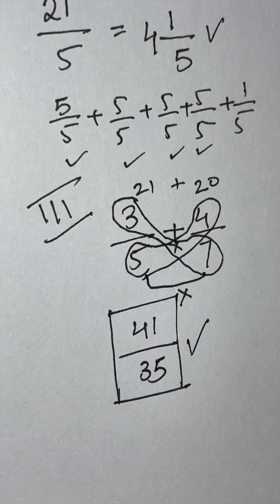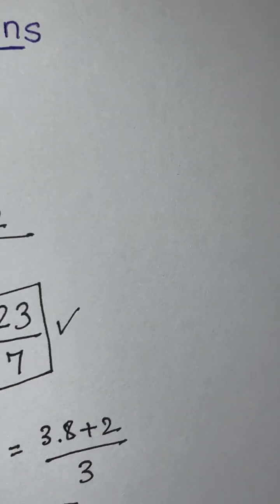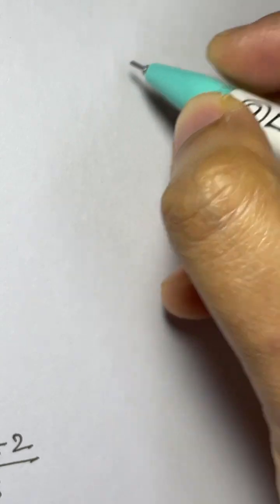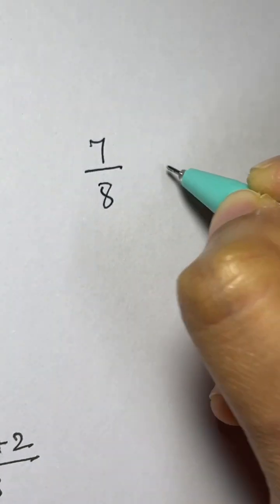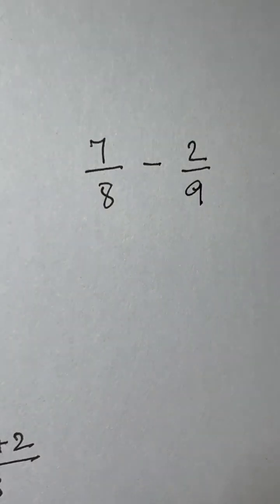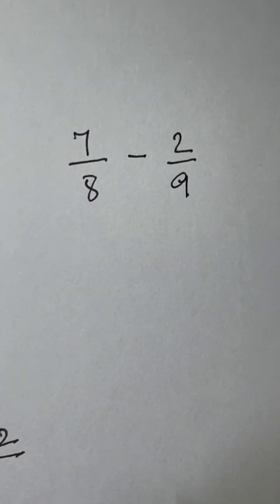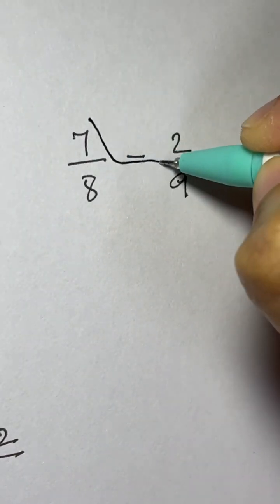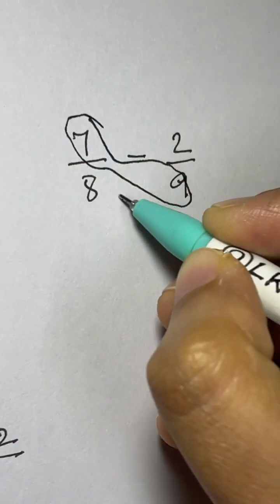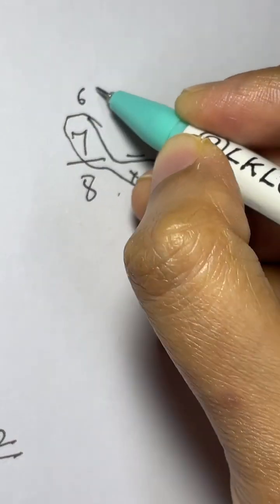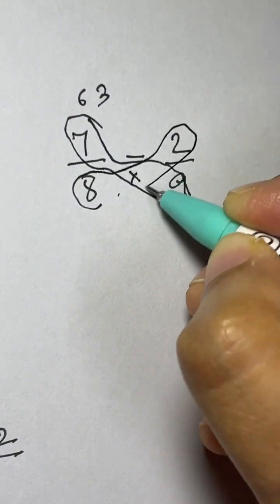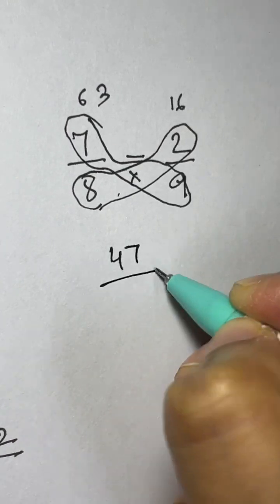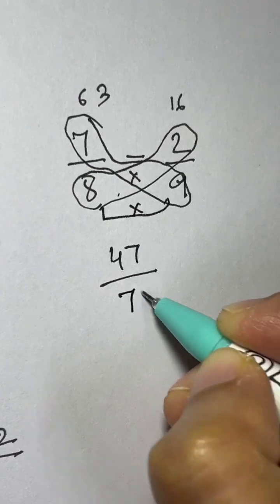Okay, let's see another example related to subtraction. If you have something like 7/8 minus 2/9, how would we subtract two fractions? Just the same thing, cross multiply. You can use the butterfly method. 7 times 9 is 63, and 8 times 2 is 16. 63 minus 16 is 47, divided by 8 times 9 is 72. Done.